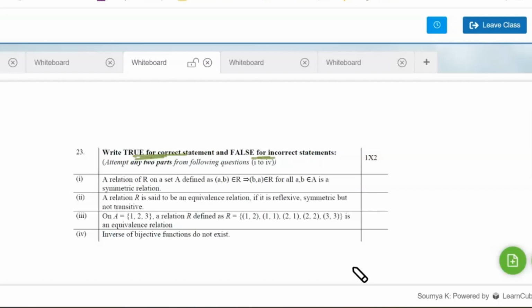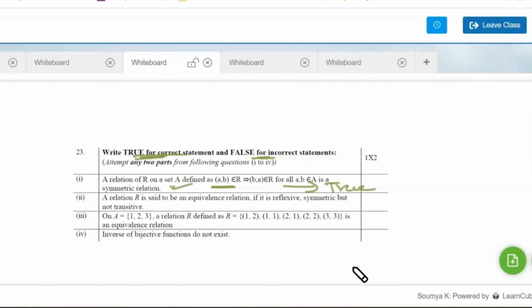Okay, and true is enough to do, but we will see all four. So the first statement is: a relation R on a set is defined by (A, B) belongs to relation, which implies (B, A) belongs to the same relation for all A and B belonging to A, is a symmetric relation. So this statement is true.